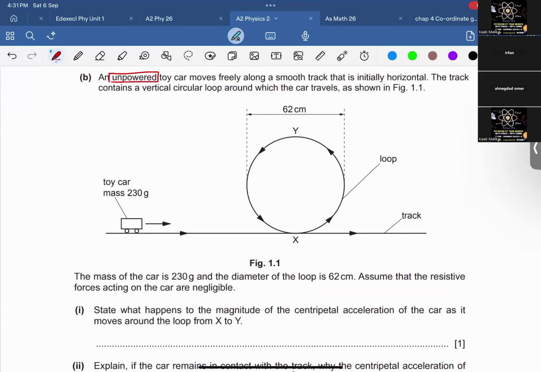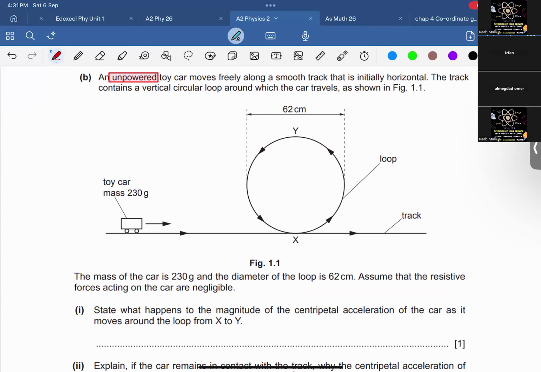Okay. So by the way, they're saying it is an unpowered car, which means no engine, nothing. And mass is given, the diameter is given. So which force in this scenario provides the centripetal force? Because that decides the centripetal acceleration. So what do you think?